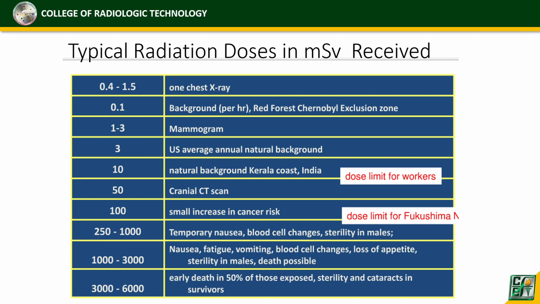So ayan yung mga doses at kung ano yung mga possible na pinanggalingan. So yung temporary na blood cell changes, sterility in males, causes na yan ng 250 to 1,000 millisievert na dose.